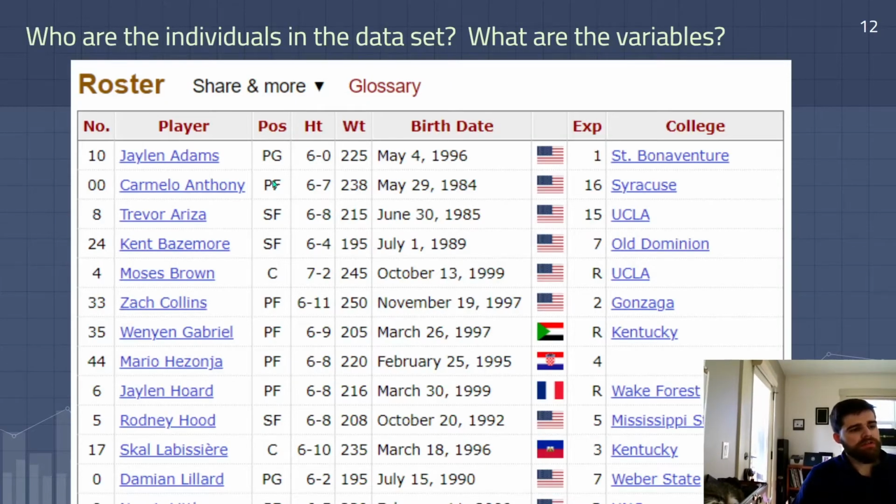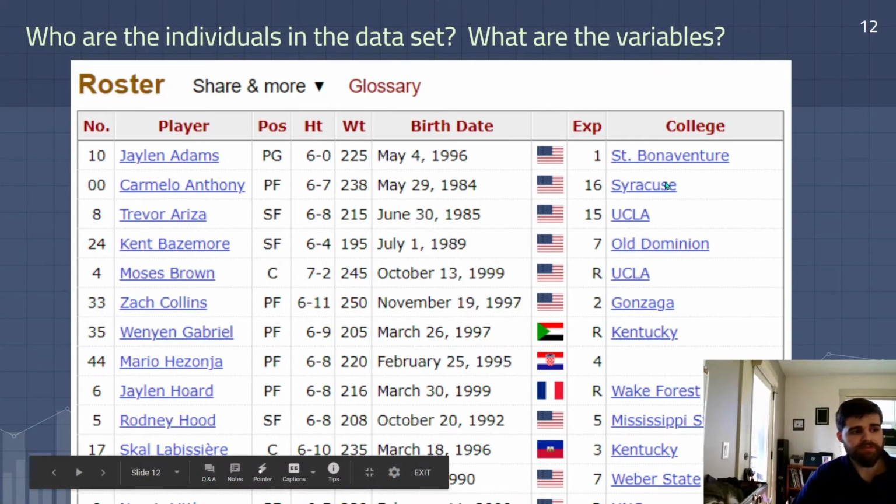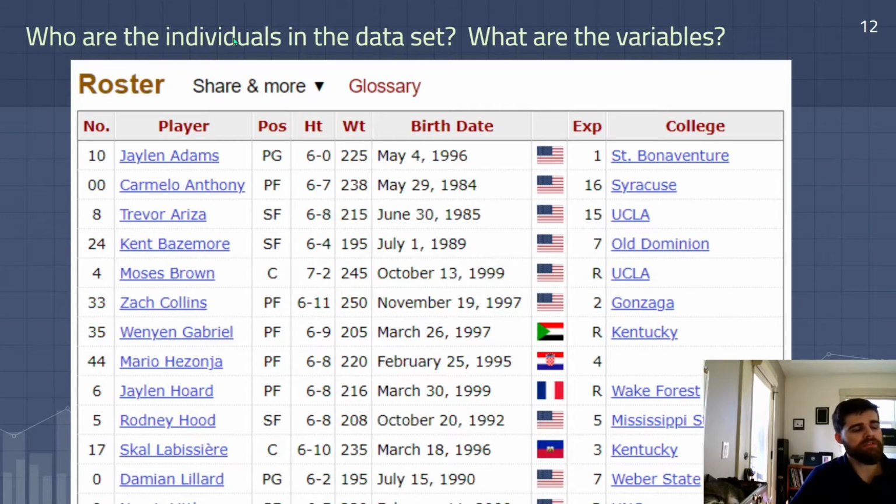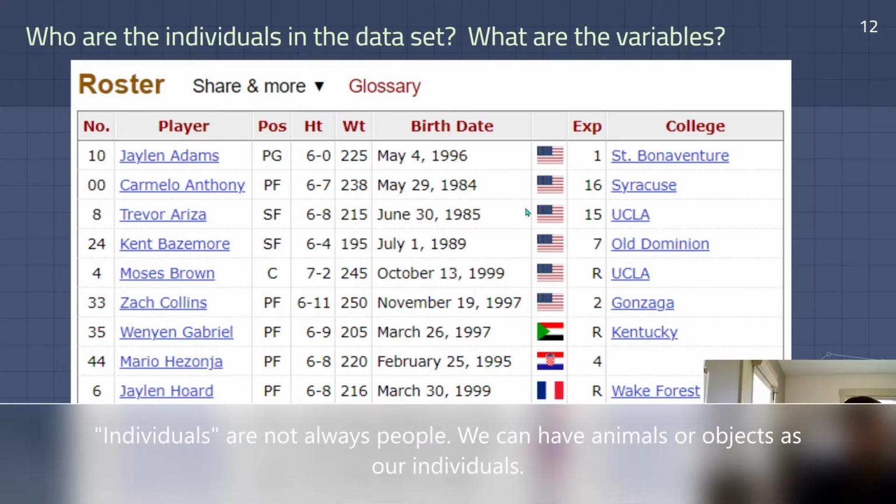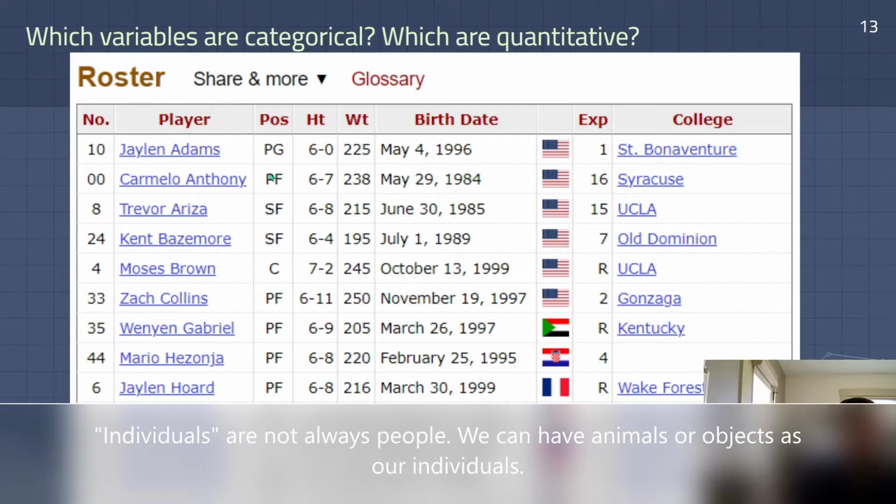All right, so here's an example of a data set. So we have a partial roster of the Trailblazers. So we can say who are the individuals in this data set. So each individual are the players. So for example, Carmelo Anthony is an individual in this data set, and this individual, Carmelo, is measured on several different variables. Which variables in this list are categorical and which ones are quantitative?